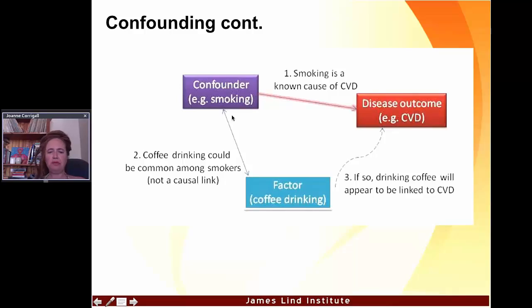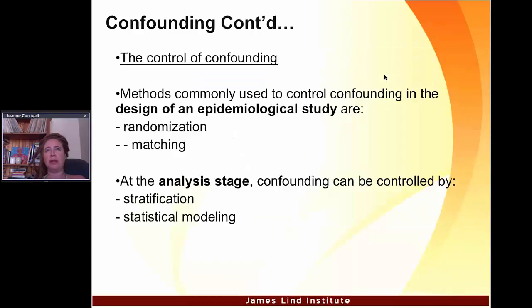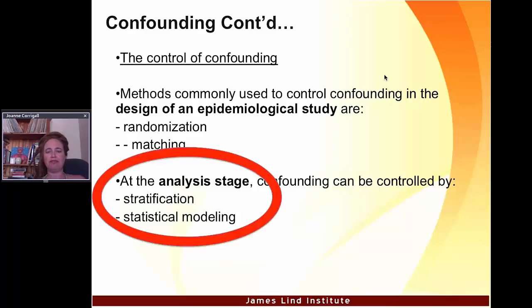So here we have a possible confounder that could either dilute or exaggerate our findings. When we went through study design, I explained how you would go about trying to prevent confounding in your actual study design, but you can also deal with confounding at the stage of analysis. There are two ways of doing it. One is stratification and the other one is statistical modeling, and we're going to have a brief look at both of those. So what is stratification?